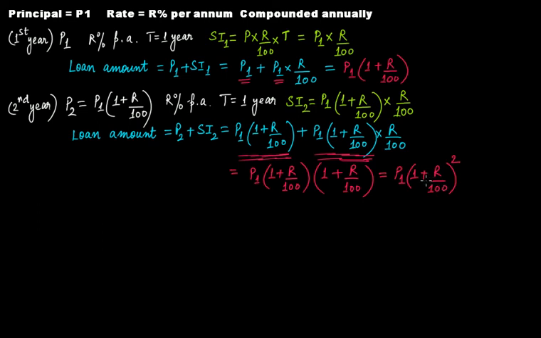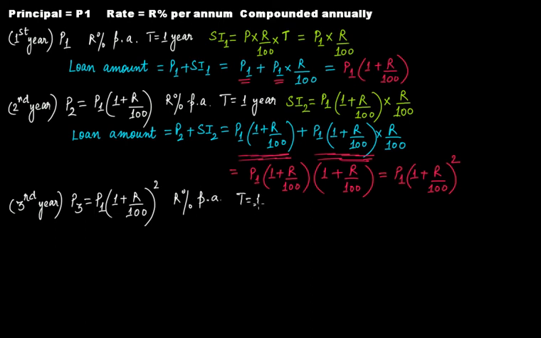Now this loan amount at the end of the second year will be the principal for the third year. Let's denote the principal by P3. So P3 is P1 times 1 plus R by 100 squared, with R% per annum. The time period will remain 1 year.